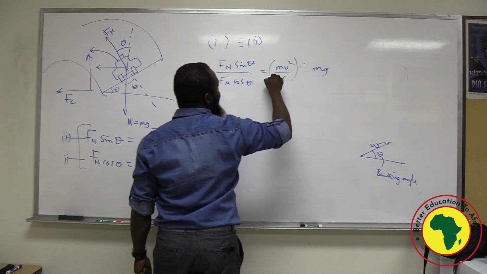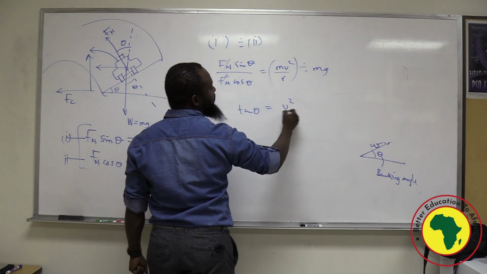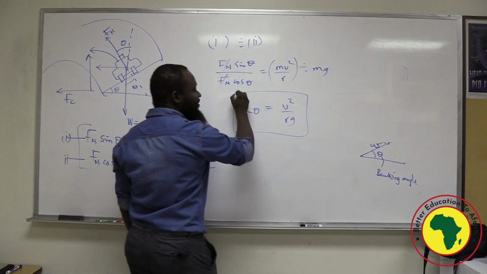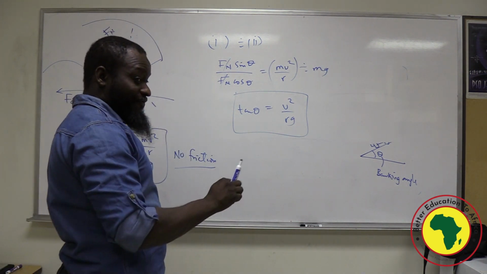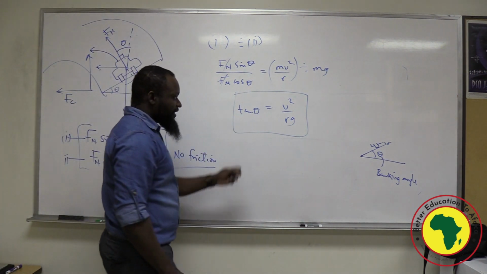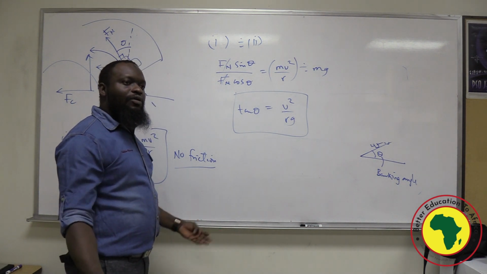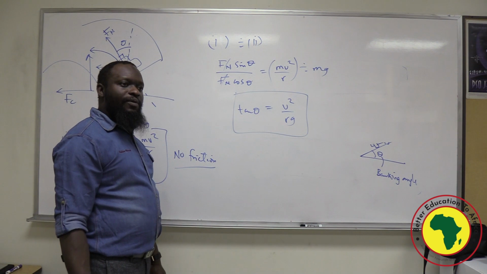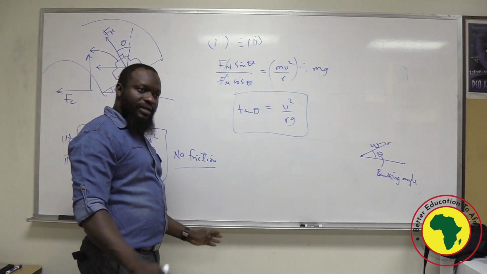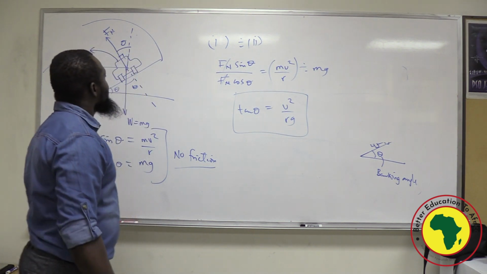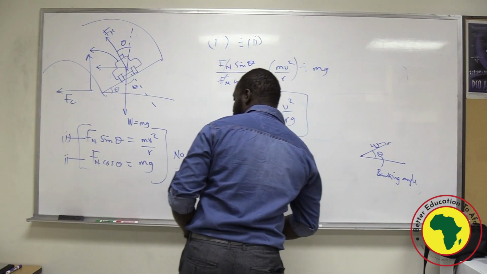I get the same thing. Sine over cosine, tan theta equals v squared over rg. The same thing I got from the conical pendulum problem, but be careful with the angle there, where theta is the banking angle. So I can say, find the angle of banking of a road if I want a car to be able to speed at this speed. You just put the speed, you get the angle when there is no friction.